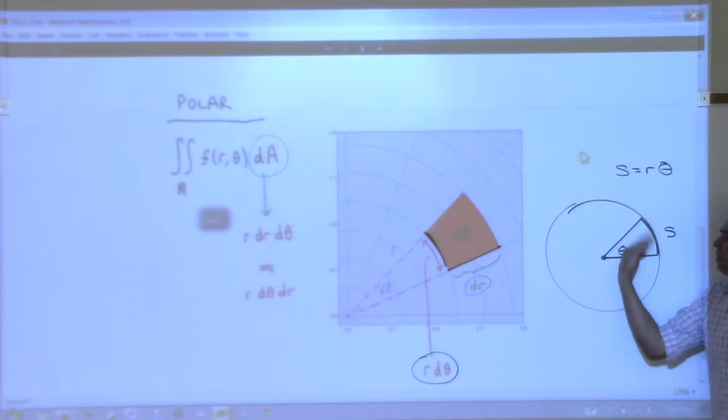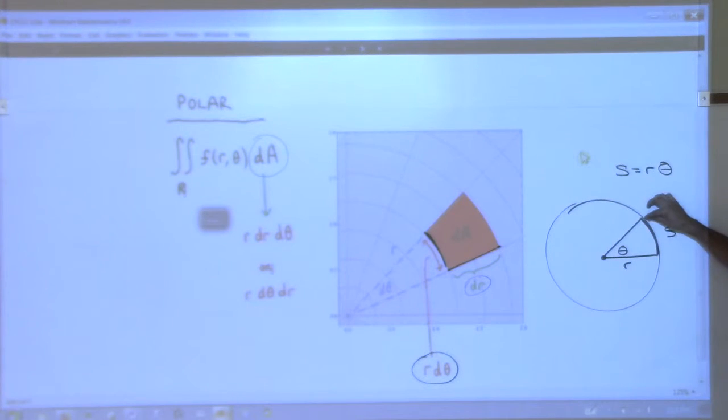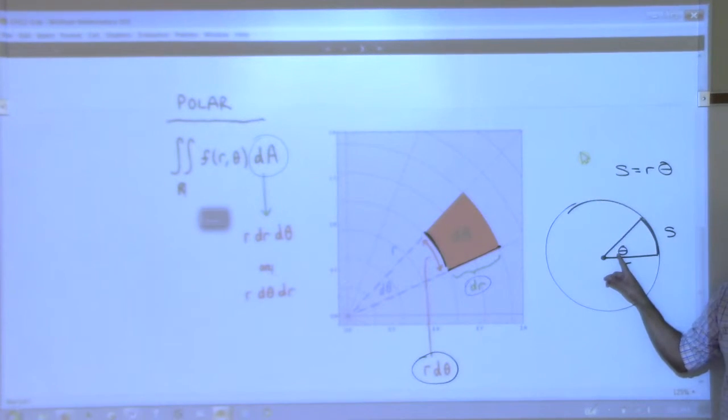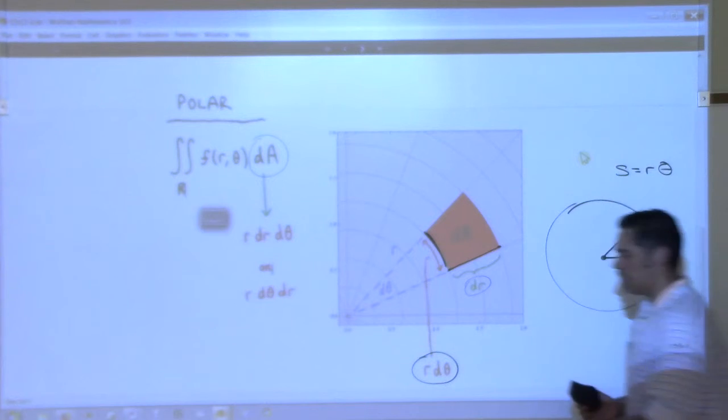But somebody gives you an angle and a radius, you can find how long the outer edge of the pizza crust is by just multiplying the radius times the angle. Now, it was very important in pre-cal that this angle be in radians when you do this. This must be in radians for this formula to work. So do you see where I'm getting this r d theta from?